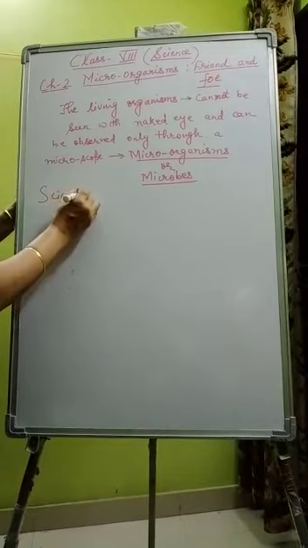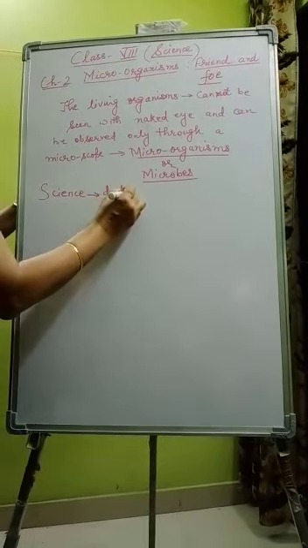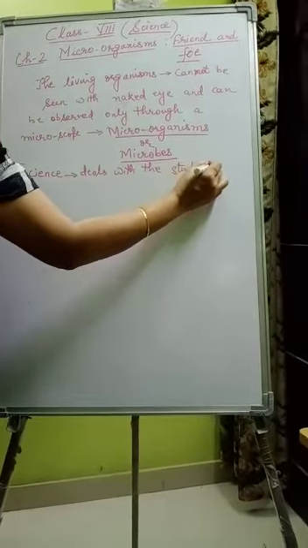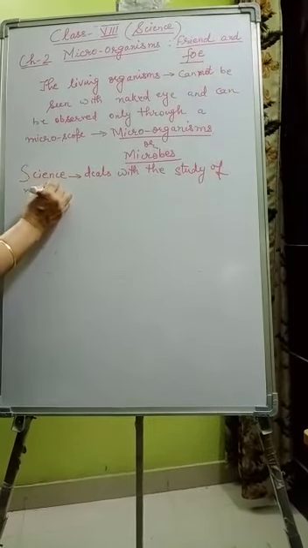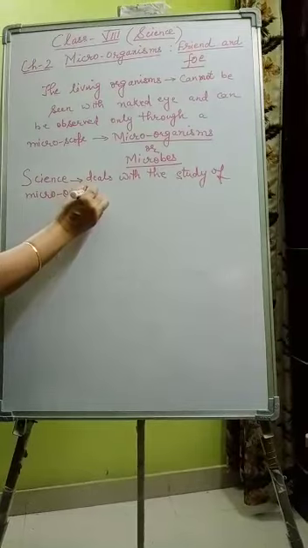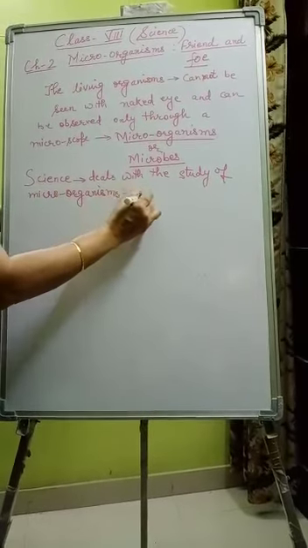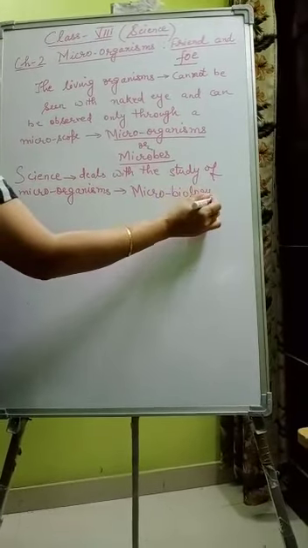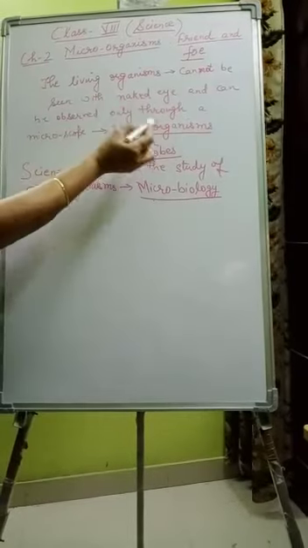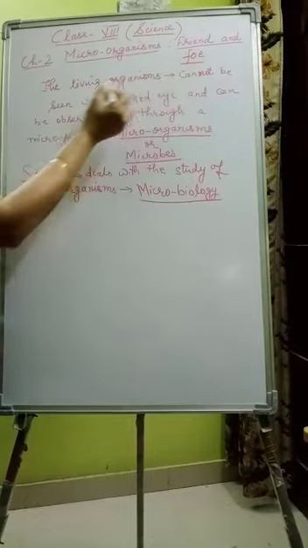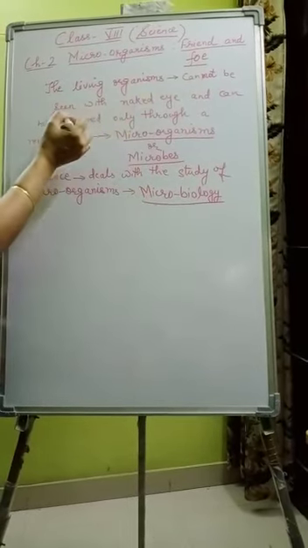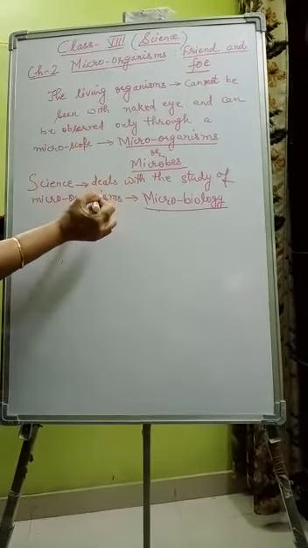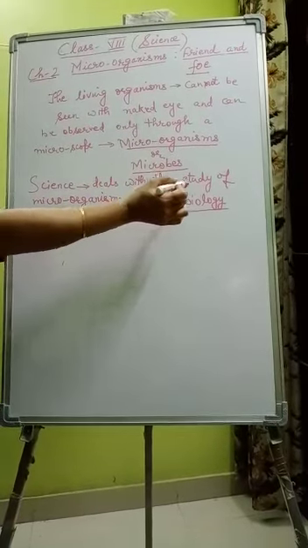The science which deals with the study of microorganisms is called microbiology. It means microorganisms are those living organisms which cannot be seen with the naked eye and can be observed only through a microscope. And the science which deals with the study of microorganisms is called microbiology.